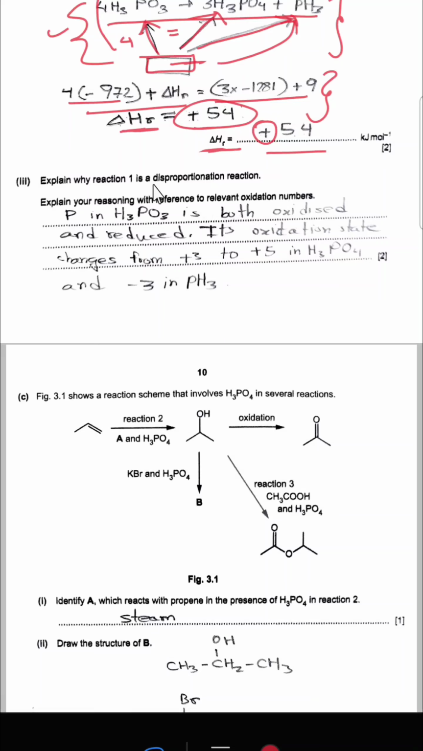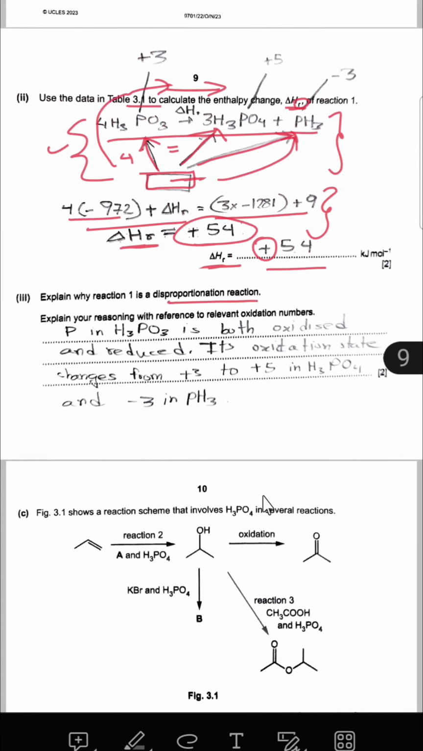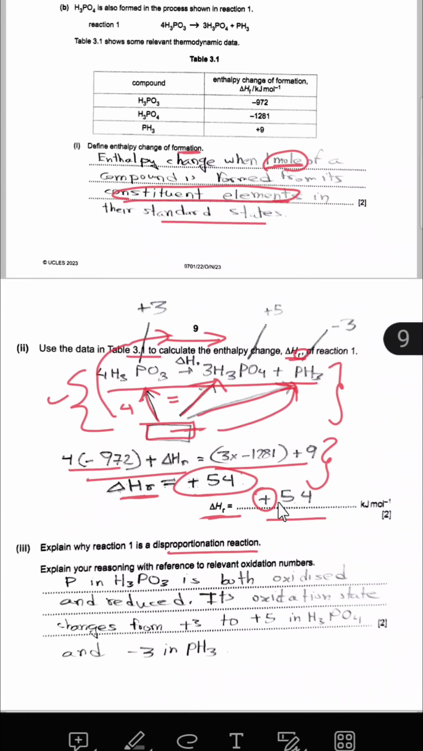Explain why reaction 1 is a disproportionation reaction. In reaction 1 we can see that the oxidation state of hydrogen remains the same, that is positive 1. For phosphorus, its oxidation state was initially plus 3, and then it changes to minus 3 in PH3, and plus 5 in H3PO4.